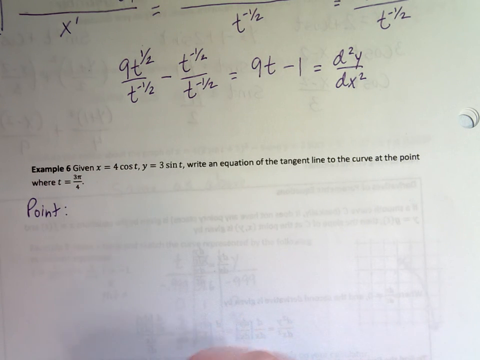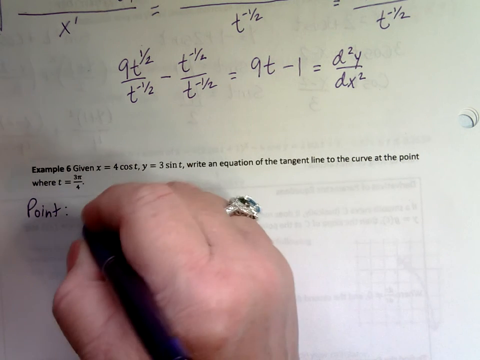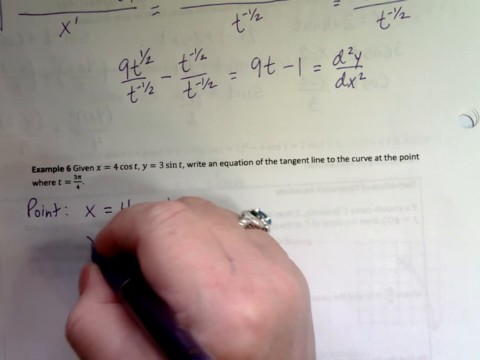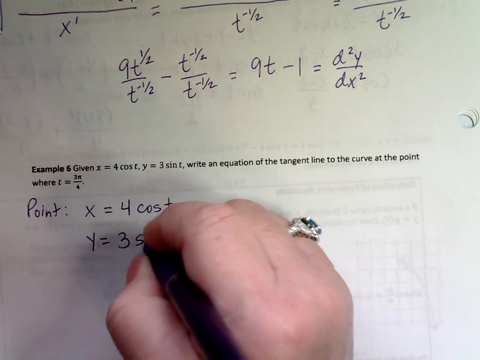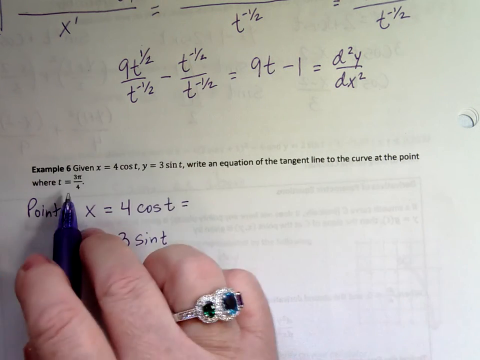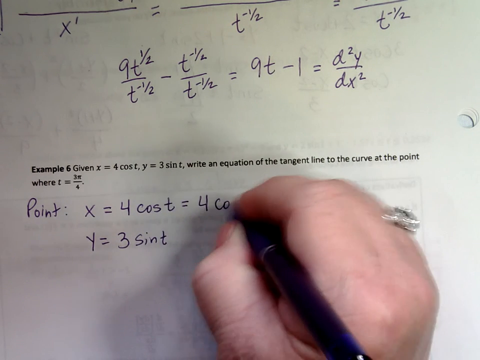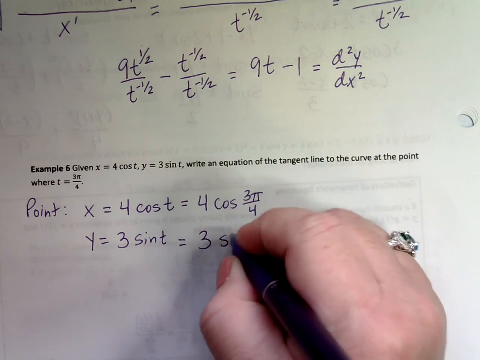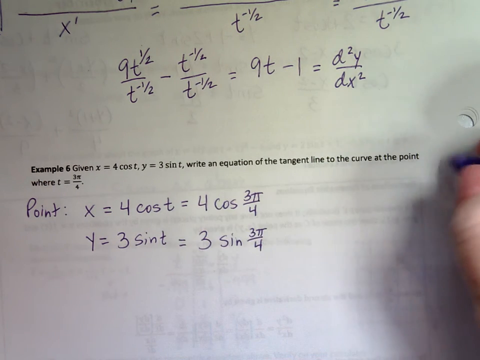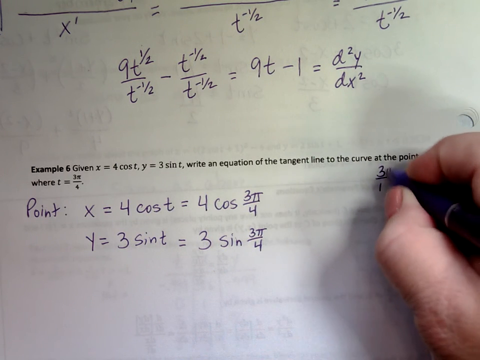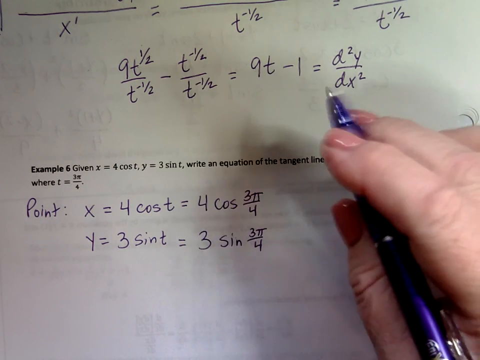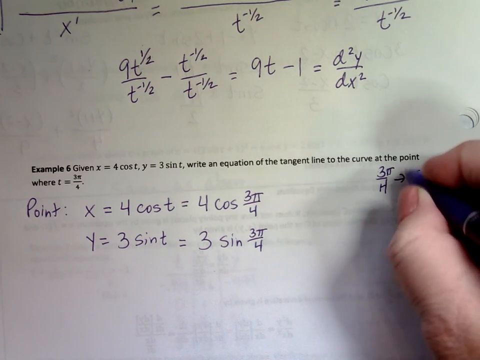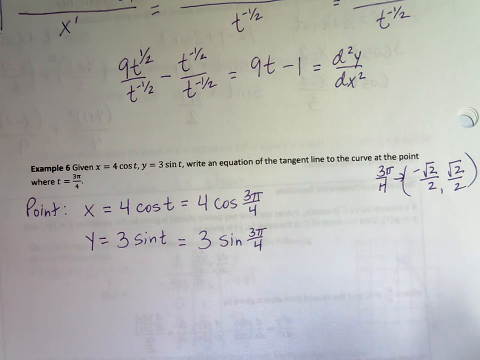I have an x coordinate that is 4 cosine of t, and I have a y coordinate that is 3 sine of t. Well, do you know what t is? Yeah, it's 3 pi over 4. So I go around the unit circle, and 3 pi over 4 gives me the coordinate. It would be a negative square root of 2 over 2 and a positive square root of 2 over 2. Again, Mr. AP assumes that you know that in your head.